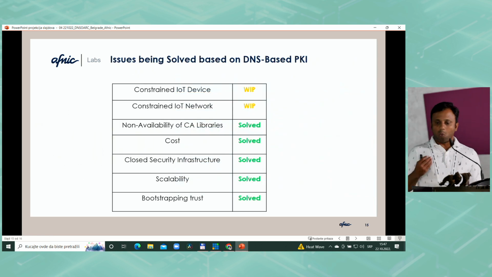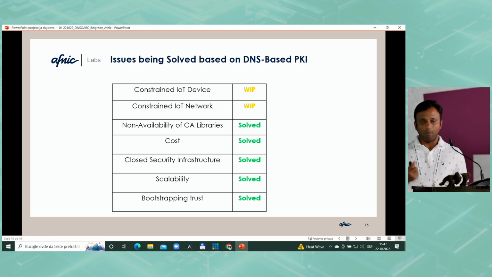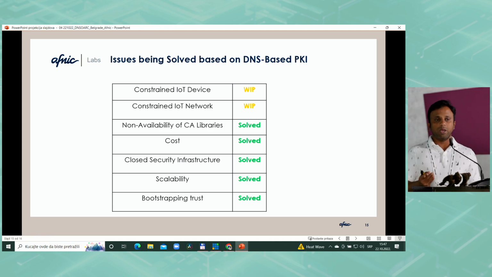So what has been solved here? We are not able to solve the issues in the constrained IoT device in the network, that is the LoRa RF space. But using DNS-based PKI, we are able to solve the issue of not having the CA bundle in the different servers in the IP space. We are not adding any cost because we are using self-signed certificates and DNS.